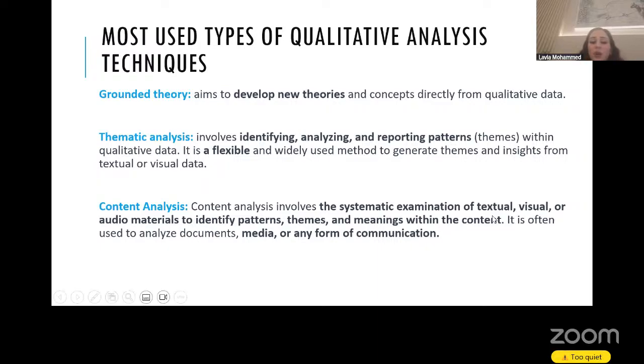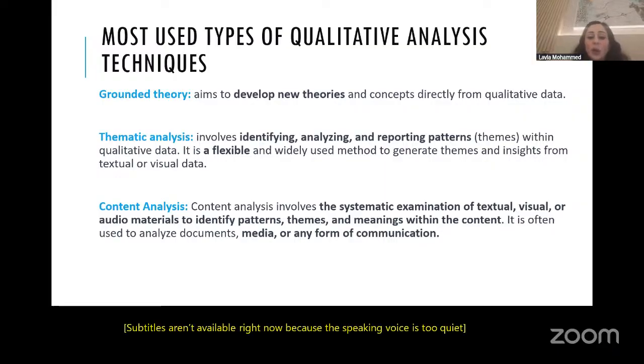So as you can see, it's often used to analyze documents, media, or any form of communication. I also use content analysis for the systematic literature review paper because we're trying to analyze text, secondary sources of text, and understand the patterns and themes and meanings of all of these 50 papers, for example.